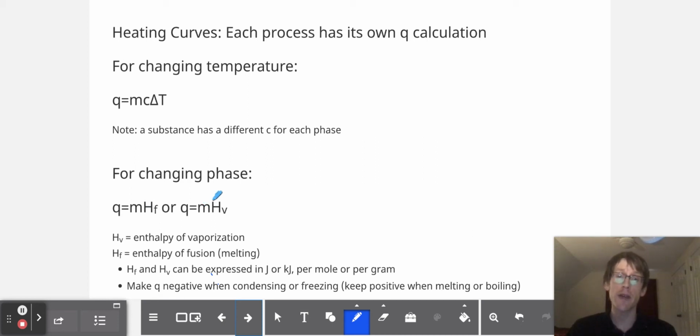So what you need to know is that you should make your heat of vaporization or fusion negative if you're going from a higher energy state to a lower. For example, if you're condensing vapor from the gaseous phase down to the liquid phase, definitely use negative H sub V. And if you're freezing a liquid to the solid phase, use a negative value of the enthalpy of fusion.